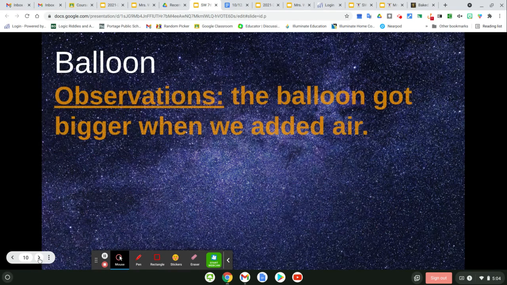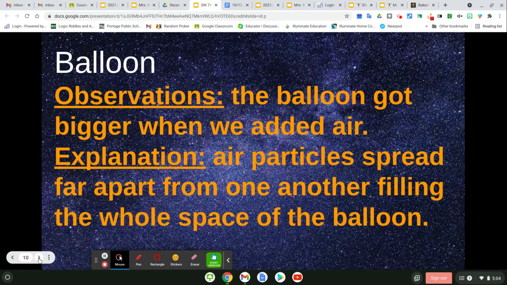The balloon, we blew the balloon up. We added air to it. So we saw that the balloon got bigger. The explanation is that those air particles, as we added more and more air to it, spread far apart, pushed on the sides of the balloon. They spread apart from one another, and all of that air filled the whole space of the balloon. And that just means that the balloon didn't collapse in on itself because all of those air particles are pushing up against one another, as well as the sides of the balloon, bouncing off one another within the balloon. And that's causing the pressure inside of the balloon. And it's caused the balloon to expand and stay expanded.